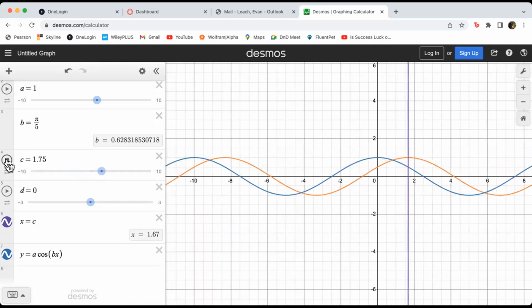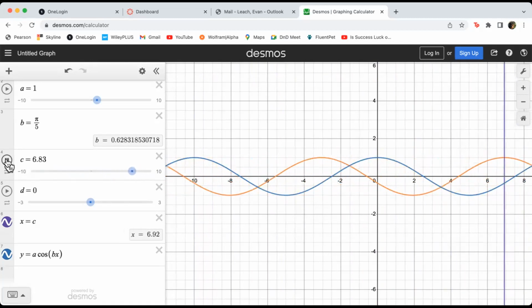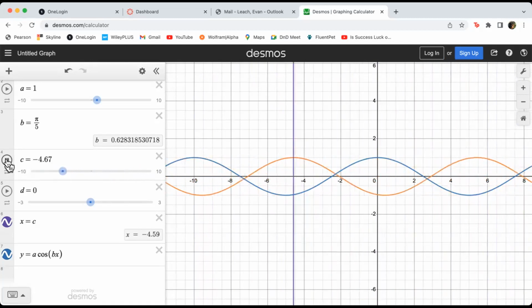Any questions? I like the orange and blue together. That looks nice.